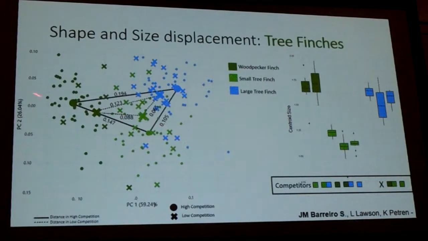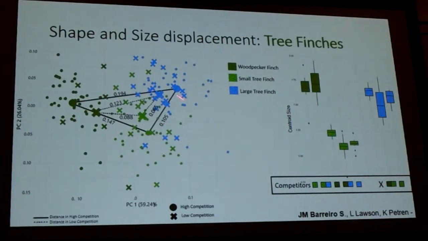And the dotted lines of these triangles indicate distances between the centroids of populations in high competition. I mean, in low competition. So in low competition, they look more like each other. These thicker lines are populations in high competition, so they tend to occupy more morphospace. They're more dissimilar to each other.